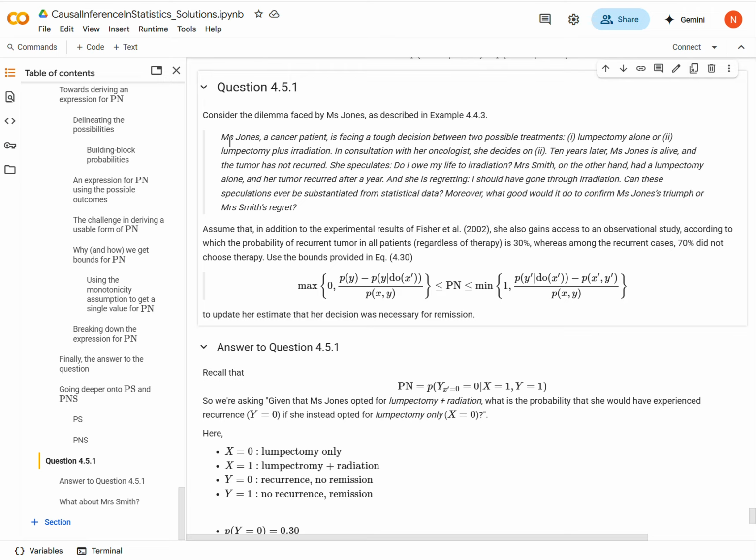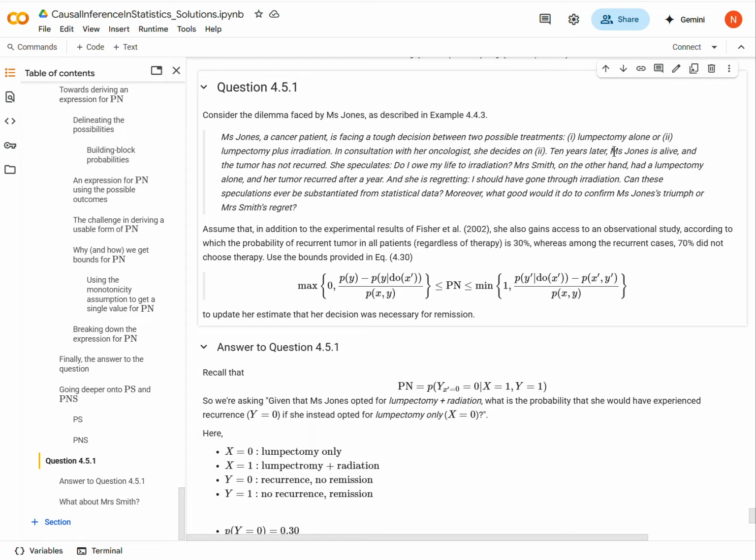We have two women that both have cancer, and they're both presented with two options for treatment. One of them is to just receive a lumpectomy, and the other one is to receive lumpectomy plus radiation, or irradiation as it says here.